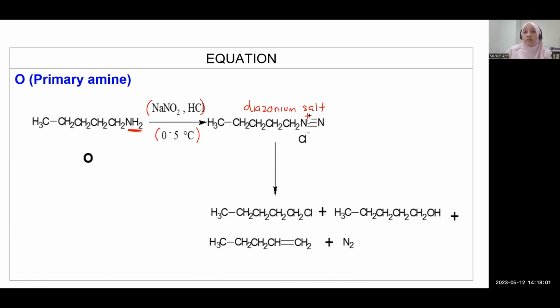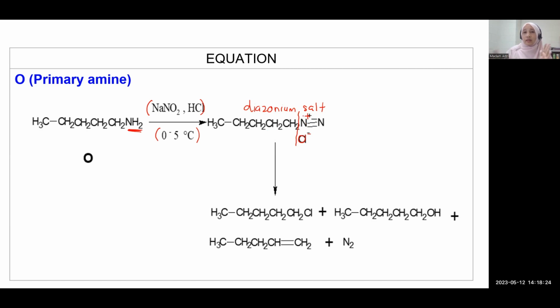Kemudian sebabkan dia positively charged, dia sebenarnya sebab ada HCl ditambahkan kan. So dia akan attracted dengan chloride ion yang ada dekat situ. So maksudnya HCl, N plus ni dia attract chloride. Tapi apa yang berlaku adalah salt ini tak stable, maka dia akan putus nanti dekat sini.